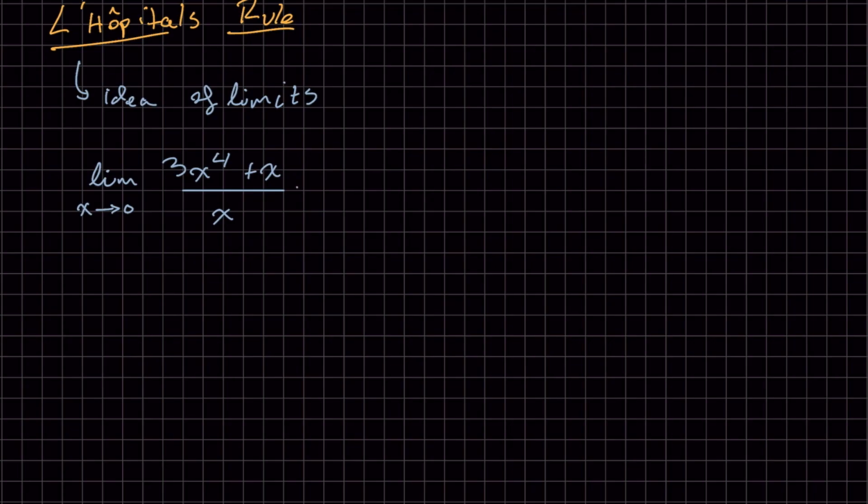So let's plug in and see what we get. Well, we get 3 times 0 to the fourth plus 0, all divided by 0, and that's equal to 0 plus 0 over 0, which is equal to 0 over 0. And we ran into an inconclusive answer, right? This doesn't help us in any way. It's not allowed. 0 over 0, that's not a thing, right? So what we have to do is we have to LHOP. I'm turning it into a verb.